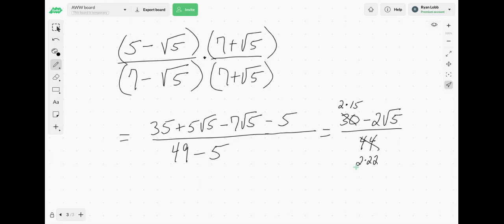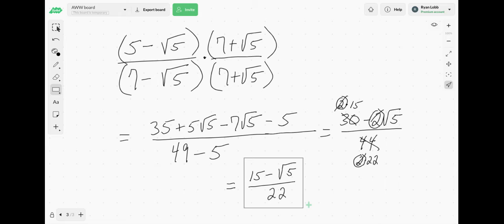We can see we have a common factor of 2. Cancel, cancel, cancel. So now our simplified answer is 15 minus the square root of 5, and all that is over 22. Okay, that's the simplified answer. Now that's complete.